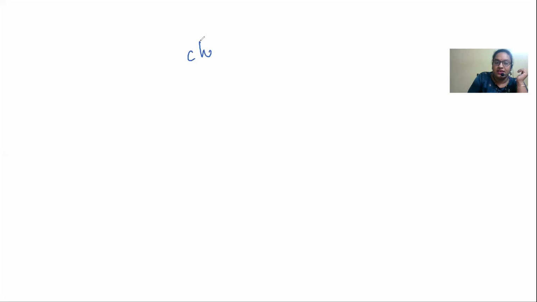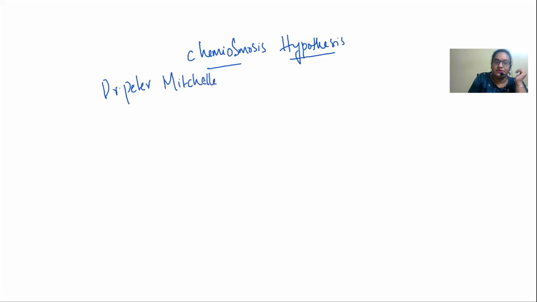In this video today, I'm going to teach you about the chemiosmosis theory or chemiosmotic hypothesis. This was proposed by Dr. Peter Mitchell. He proposed this theory in the year 1961, but it was not accepted by the scientific community.